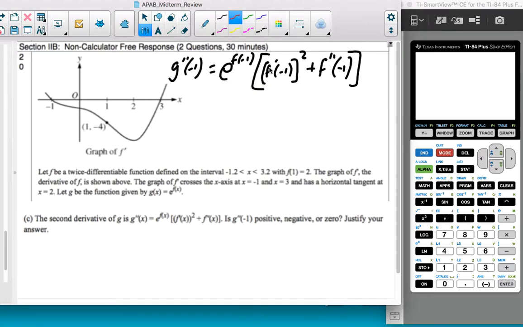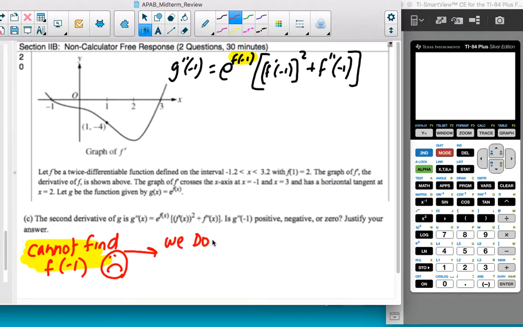The first big trap here: I can't find this. Just to be clear, we cannot find f of -1. It's not going to happen. That's the bad news. But the good news is we don't care. And the reason we don't care is because e to the stuff has to net positive. So it doesn't matter what f of -1 is. f of -1 could be 0, it could be positive, it could be negative. I don't care. This thing's a positive.